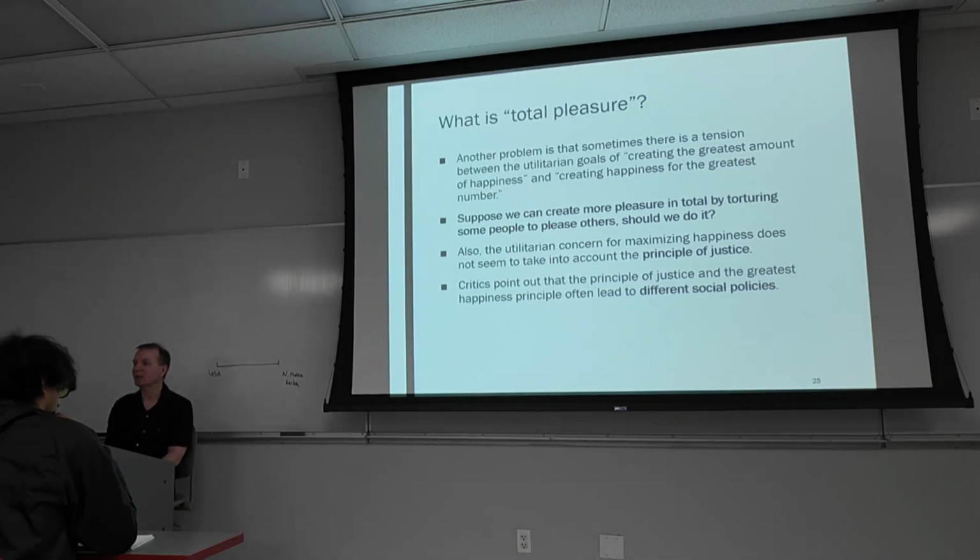Another problem is sometimes there is a tension between utilitarian goals of creating the greatest amount of happiness and creating happiness for the greatest number, right? The greatest number may not necessarily be the same thing as the greatest amount of happiness. Suppose we can create more pleasure by torturing some people to please others. Should we do it? It seems like there's something fundamentally wrong with it. How well does Mill really account for that is a little bit questionable.